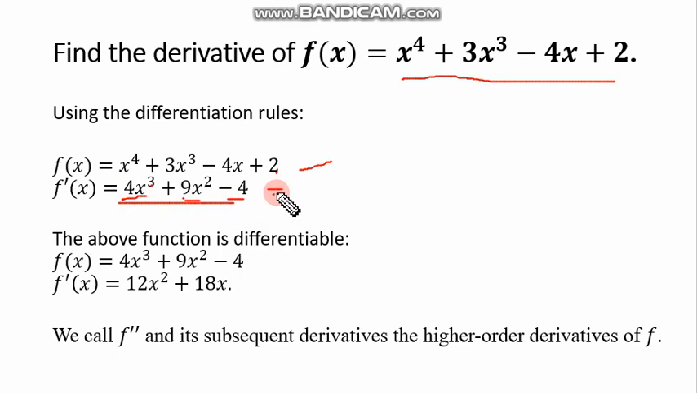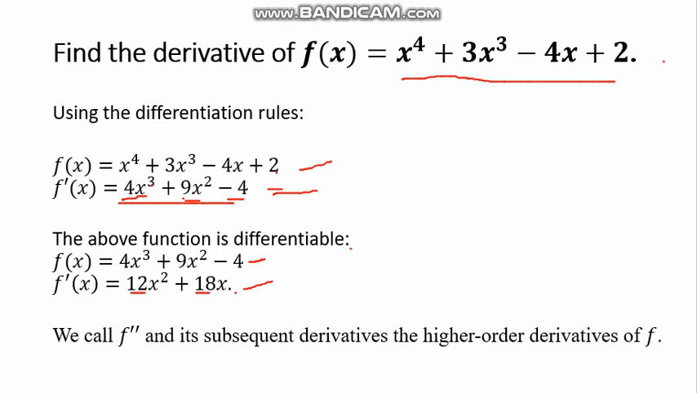Notice that this function is still differentiable. So the derivative of the function 4x cubed plus 9x squared minus 4 is equal to 3 times 4 is 12, so 12x squared. 2 times 9 is 18, so 18x. So we get the derivative of the original function.